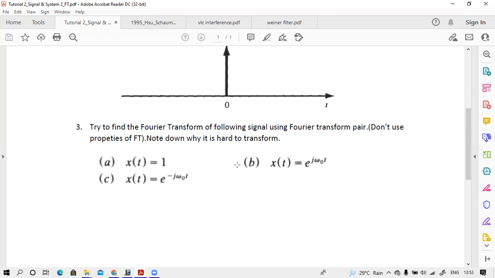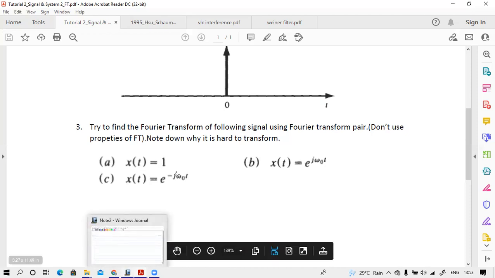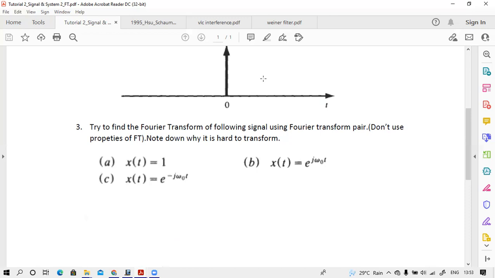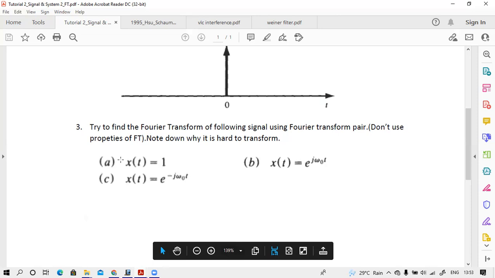We can't say it is impossible. Maybe using some mathematical substitution we can sometimes evaluate it. But we have seen that it is very difficult to find the Fourier transform of this kind of signal using the first principle, using the Fourier transform pair. Now you have learned some properties of Fourier transform. So using those properties, we can easily find the Fourier transform of this kind of signal. We will see how to evaluate it.